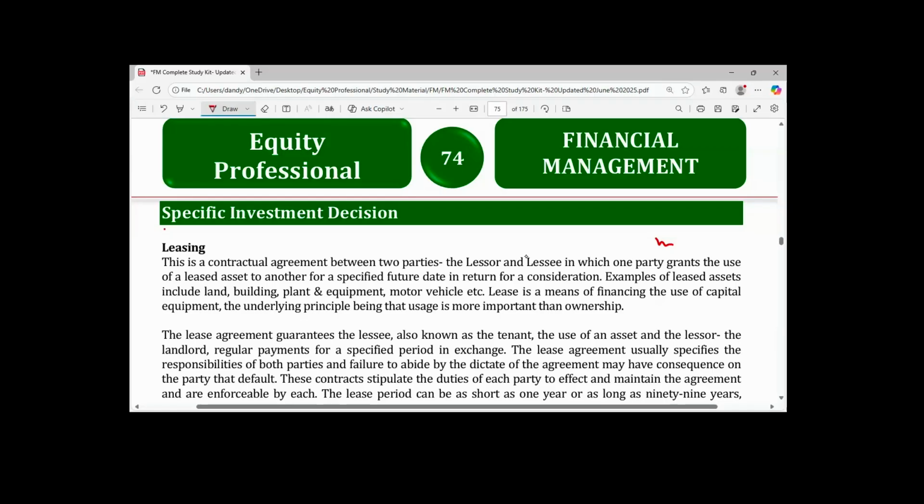So when a company wants to purchase non-current assets and the capital required is not readily available, the company can lease the assets. When that happens, there will be an agreement between the owner of the assets, which is the lessor, or you can say a landlord, and the user of the asset, who is the lessee or tenant, whereby the contract agreement will dictate the responsibility of both parties.